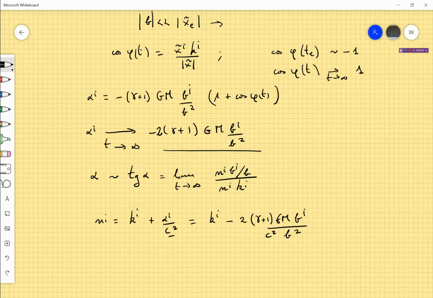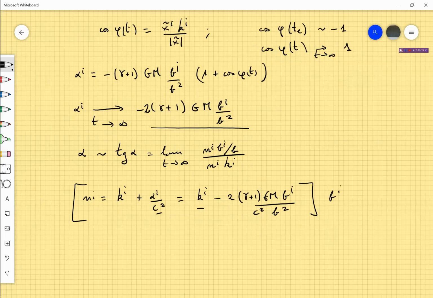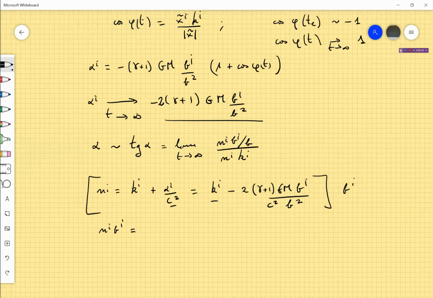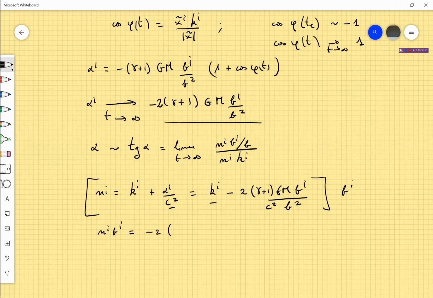Okay, so if you multiply this by bi, remember that bi was obtained by projecting something in the directions perpendicular to ki. So this term will not contribute because the product will be 0, and here you have bi divided by b squared. Okay, so bi is just minus 2 gamma plus 1 gm divided by c squared.